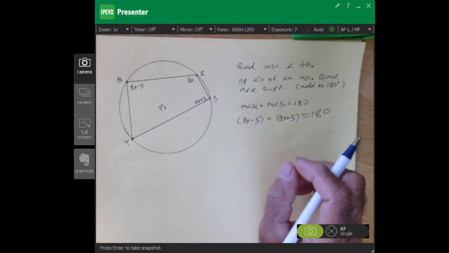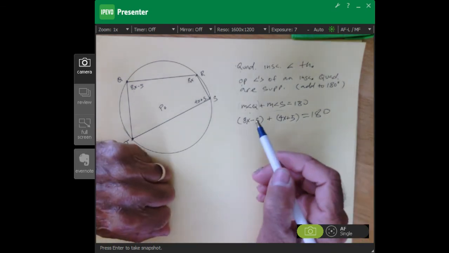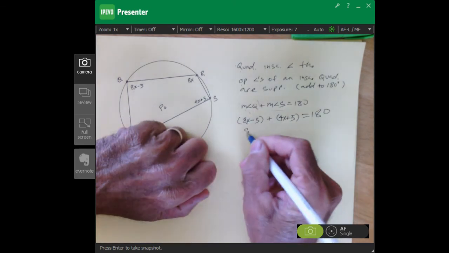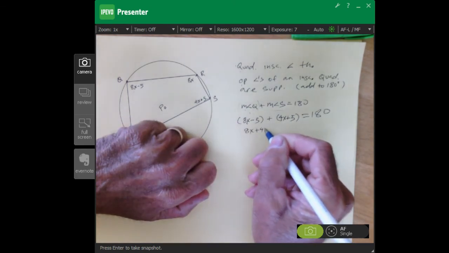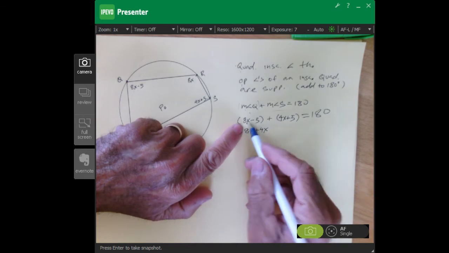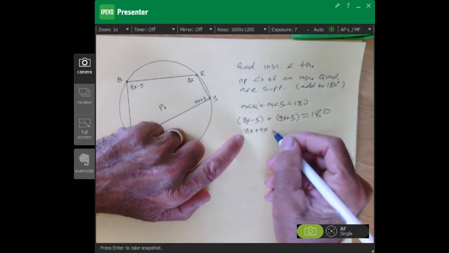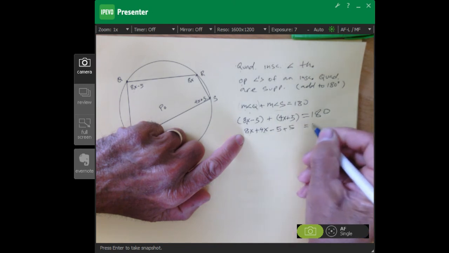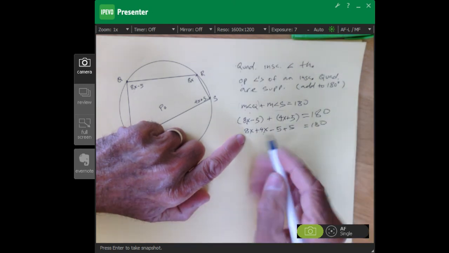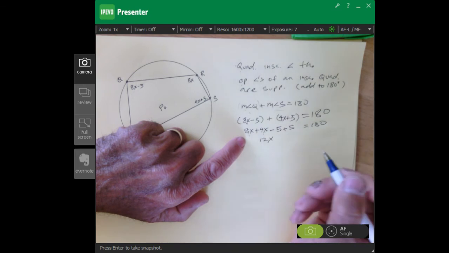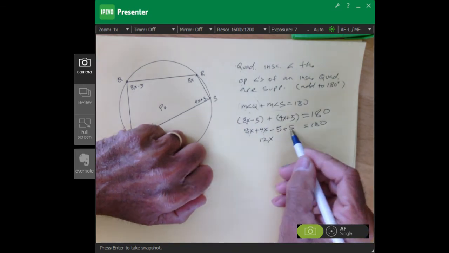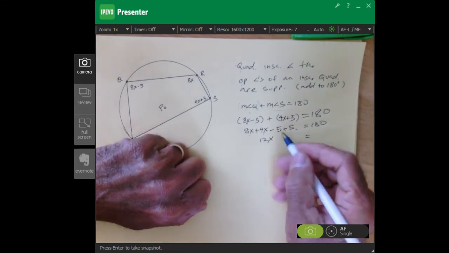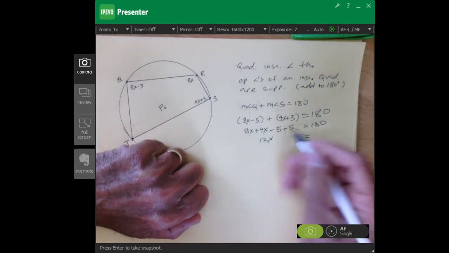We can combine like terms by using the commutative property. So we're going to take 8x plus 4x and put them next to each other. You don't actually have to do this step, but it makes it easier to see when you have the like terms next to each other. So 8x plus 4x is 12x. Negative 5 plus 5, these are inverses of each other, so negative 5 plus 5 gives you 0.